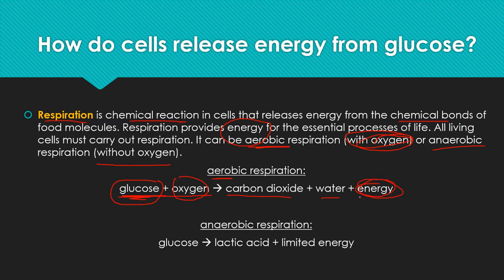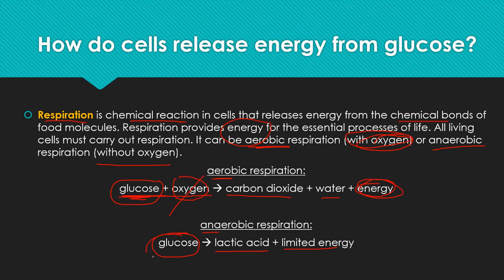And if you go on in biology, you'll learn about how this energy is in the form of ATP, but we're not going to worry about that for Level 1 Science. If there's not enough oxygen, then it will be anaerobic respiration. We can still get some energy out of the glucose, but we don't have the oxygen, so we produce lactic acid and some energy.